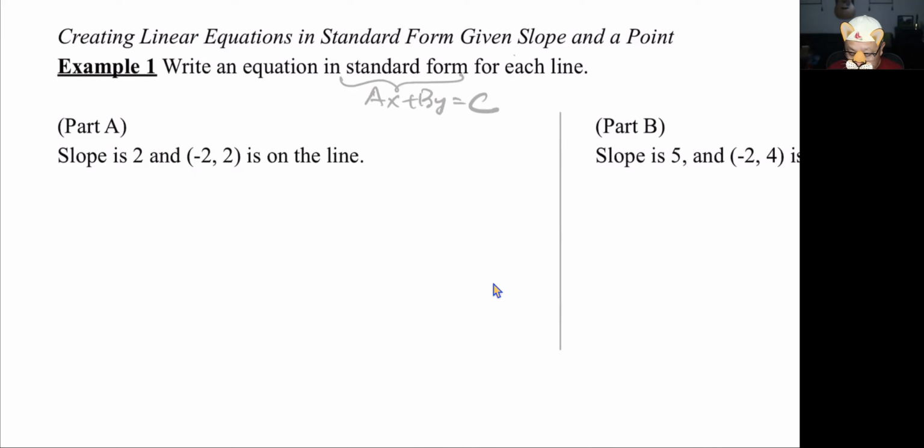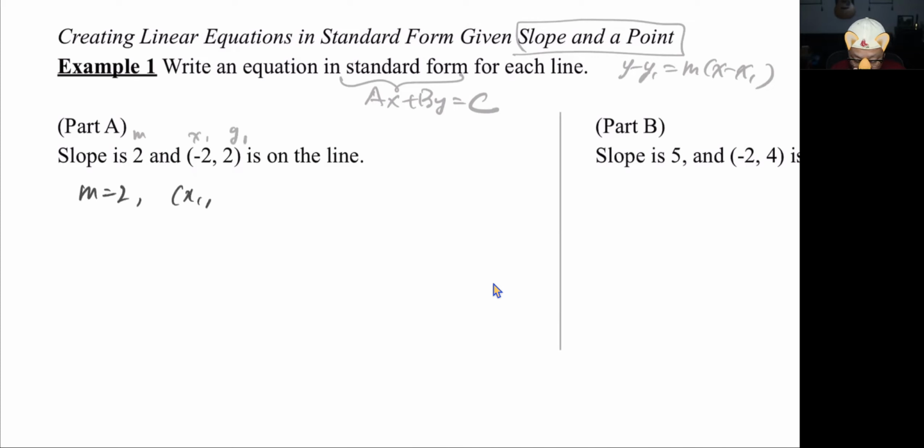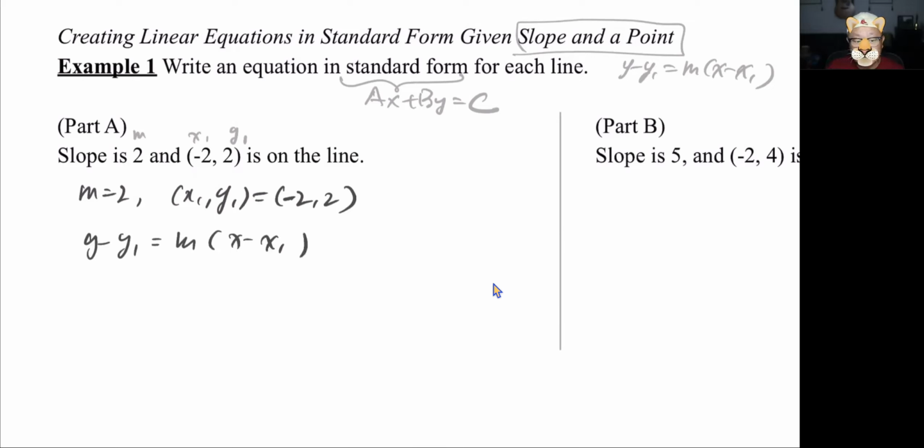Now here, because we're given a point and a slope, we probably should use what? Point-slope formula. Agreed? Yes. So this is the m over here. This is (x1, y1). You could do that, or simply say m is equal to 2, (x1, y1) is equal to (negative 2, 2). And let's just copy this again. It's good practice, right? And after you do this for a while, it becomes second nature.